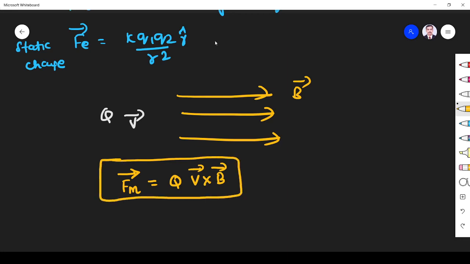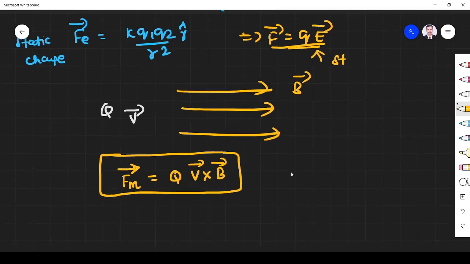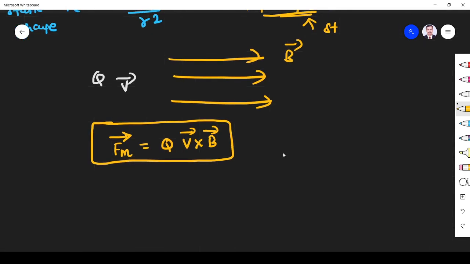This is the force experienced by a moving charge. If you simplify this equation, it will be equal to F equals QE, which is the force experienced by a static charge, plus this term, which is the force experienced by a moving charge. Now we are going to infer many points from this equation. Let us see one by one.